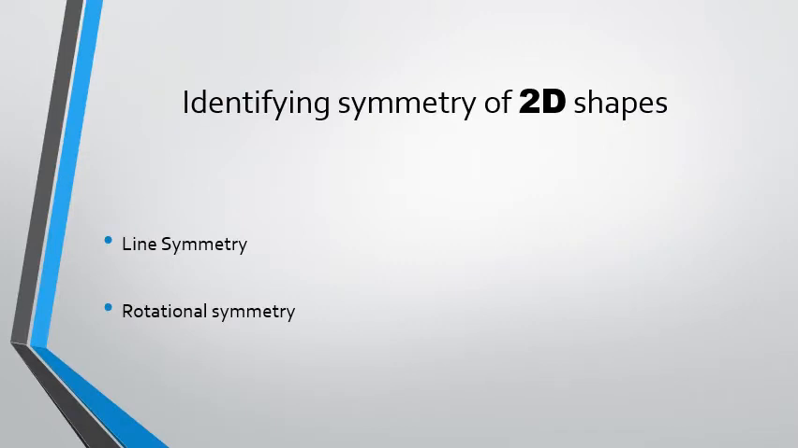Identifying symmetry of 2D shapes. The symmetry of 2D shapes is of two types, line symmetry and rotational symmetry. Line symmetry, as the name suggests, is about a line that divides a shape into two equal, identical halves. And rotational symmetry is where a shape, if you rotate it, gives you the same look as it was in the first stage. Rotational symmetry is always written as an order, that means how many times you rotate it to get a similar look.